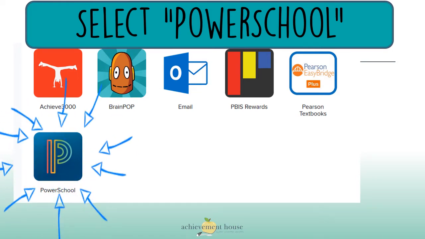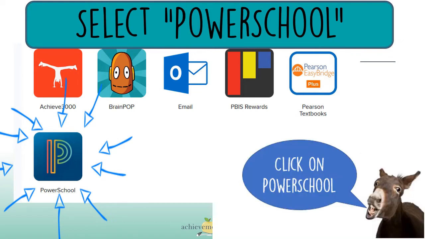By the way, you can also access other important programs through Clever, including your Outlook email, Achieve 3000, your virtual textbooks if your class uses them, because not all classes do, and your PBIS rewards.